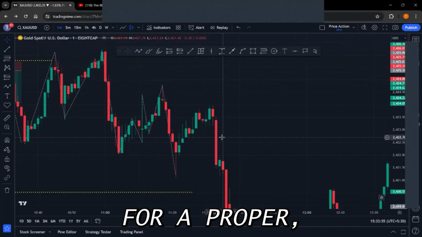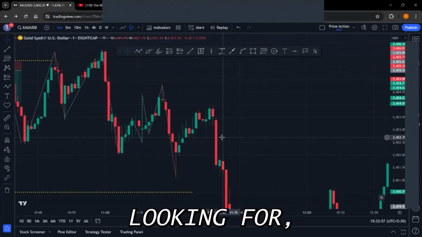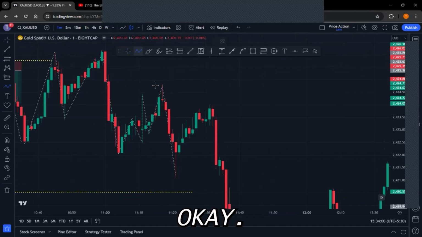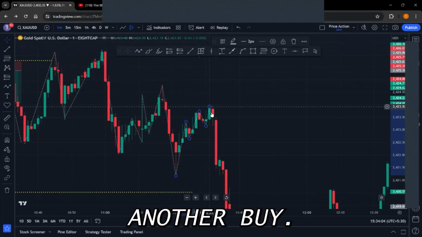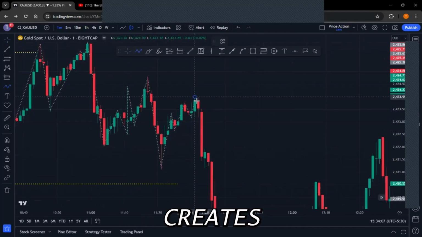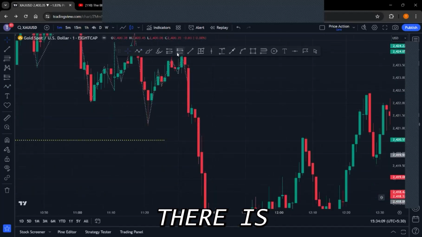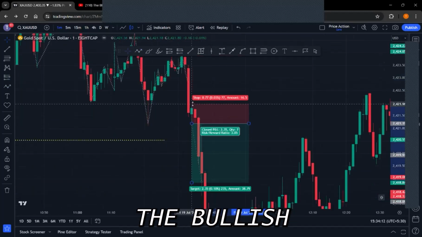We wait for a proper momentum in the market where we are looking for lower highs and lower lows. Okay, so price again started doing higher high, higher low, higher high, higher low. This is another buy leg, and from here, once the price creates this resistance, you need to look if there is any kind of bullish nature in the market.